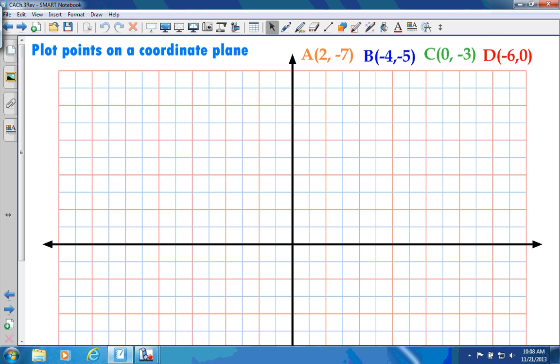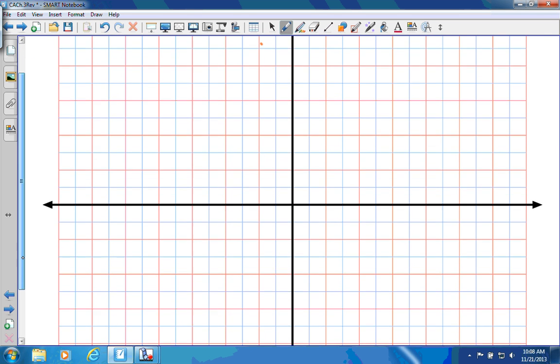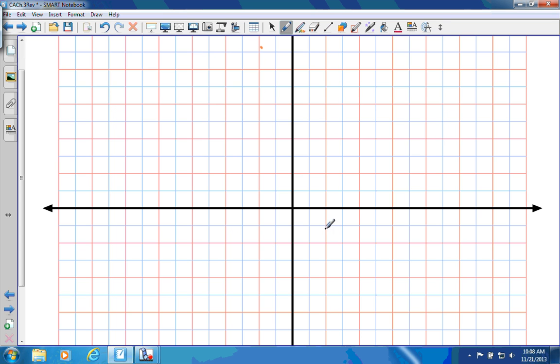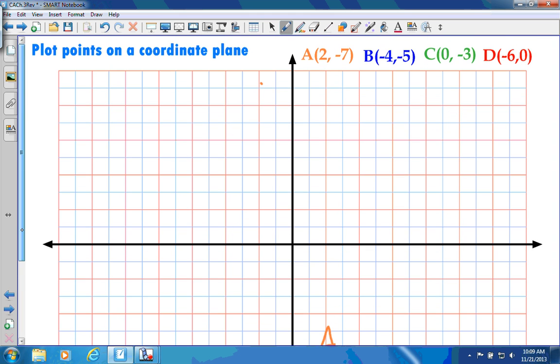First off, plotting points. Hopefully this is not too big of a deal for you. So you have to plot the coordinate A, 2, -7, which means it would be to the right 2 and down 7. Second one is a -4, -5, which that quadrant there would be the fourth one.